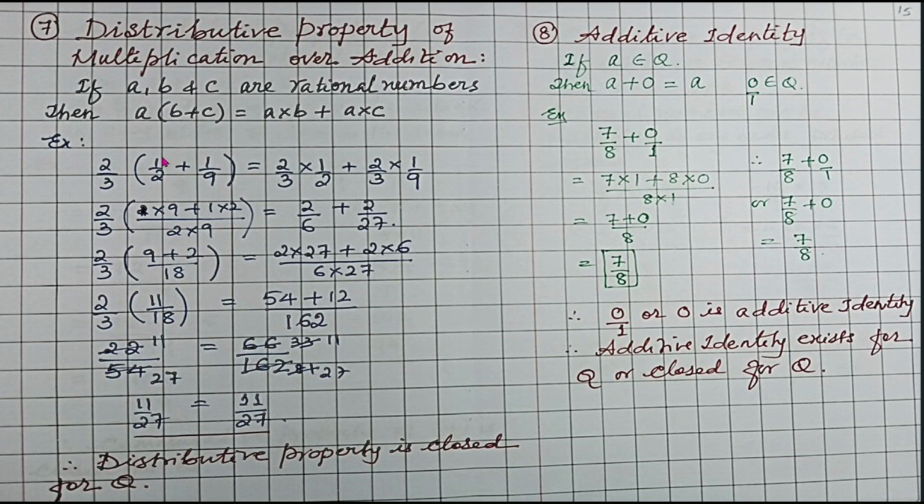Now 2 by 3, 1 by 2 and 1 by 9 are three rational numbers. Now I have grouped 1 by 2 plus 1 by 9 and multiplied by 2 by 3, followed the procedure of addition and multiplication, and I got 11 by 27.